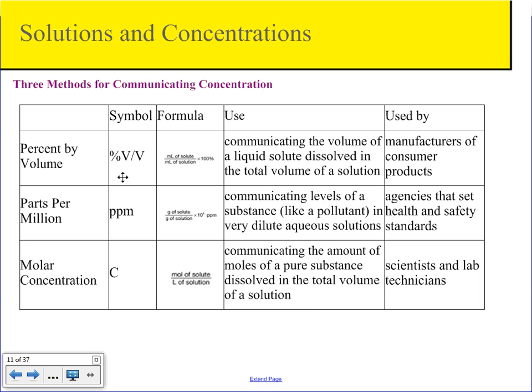Parts per million, its symbol is ppm. Generally we do grams of solute divided by grams of solution, and then this is multiplied by a million, or 10 to the power of 6. It is often used for communicating levels of a substance like a pollutant in a very dilute aqueous solution, and it is usually used by agencies that set health and safety standards. We also see this on water, generally say sodium, so many parts per million of sodium within our drinking water.